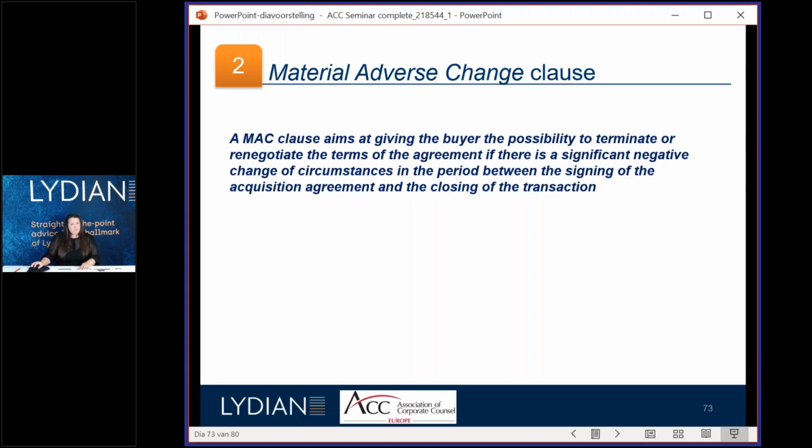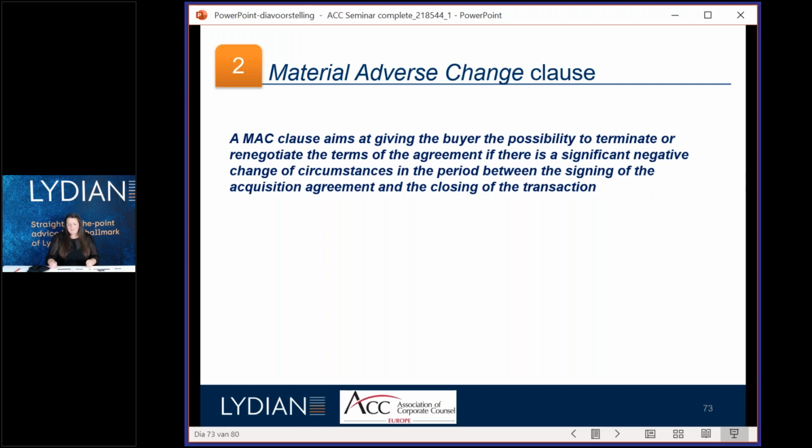Let's move on to material adverse change clauses, a bit of a hot topic on the market right now and in the press. So a reminder, the MAC clause aims at giving the buyer the possibility to terminate or renegotiate the terms of the contract if circumstances change between signing and closing. And here we're aiming at negative, significant changes of circumstances. So the idea is that a contract has been negotiated with certain terms, the situation has changed, and the buyer may want to adjust.